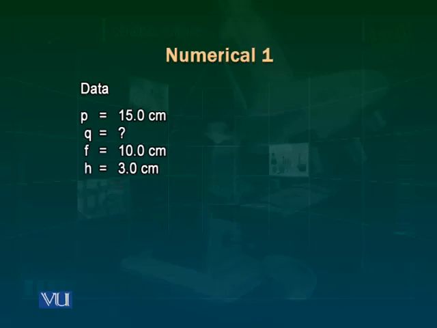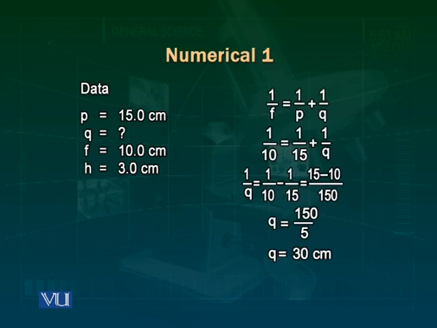The data which we have is p, which is the distance from the lens to the object, is 15 centimeters. q, which is the distance from the image to the lens, we have to find out. The focal length is given, which is 10 centimeters, and we are given the height of the object, which is 3 centimeters. If we look at the lens equation, which is 1 over f is equal to 1 over p plus 1 over q, we find that the height of the image is not depicted here, so we are not going to be using it for the first part of the question.